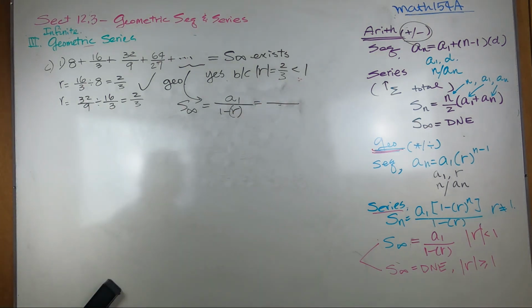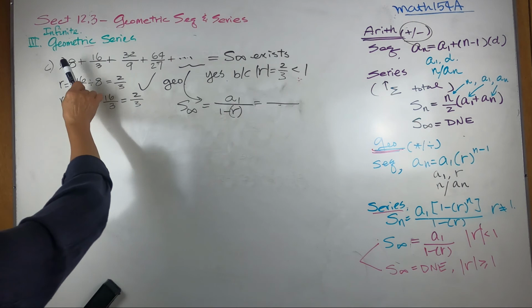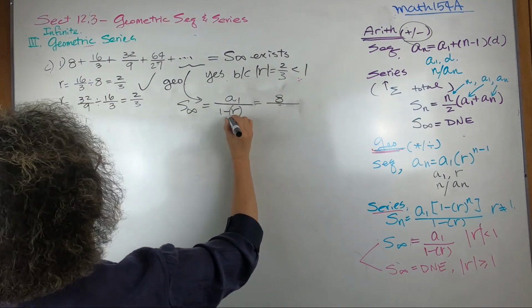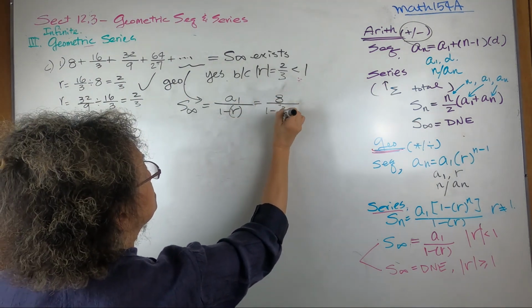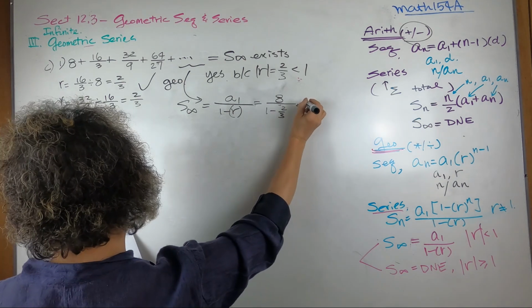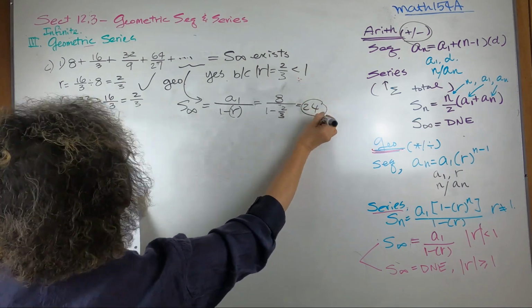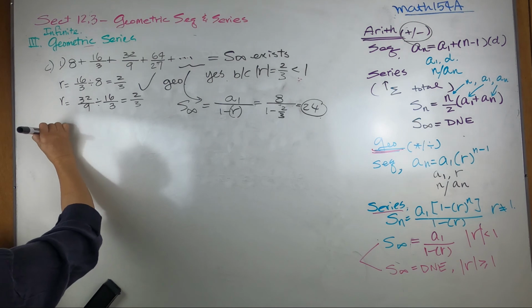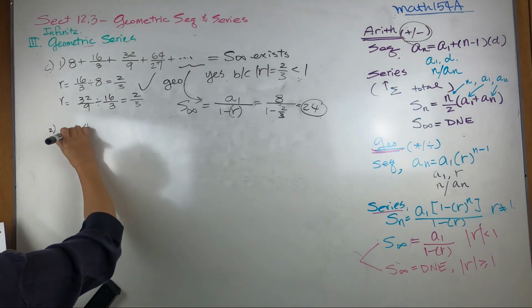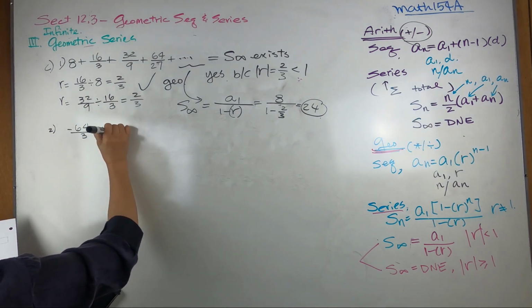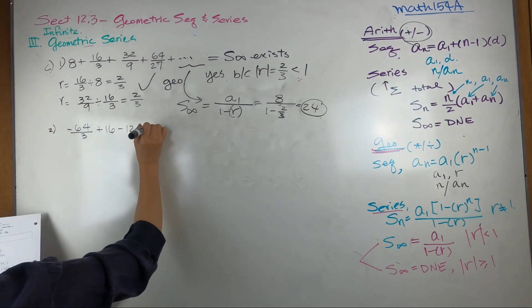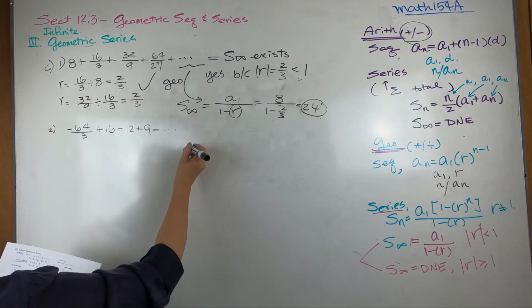But to decide which one to use, it takes all the understanding, right? A1 is 8. R is 2/3. So 8 divided by 1/3. So that's 24. Are we okay? Okay.